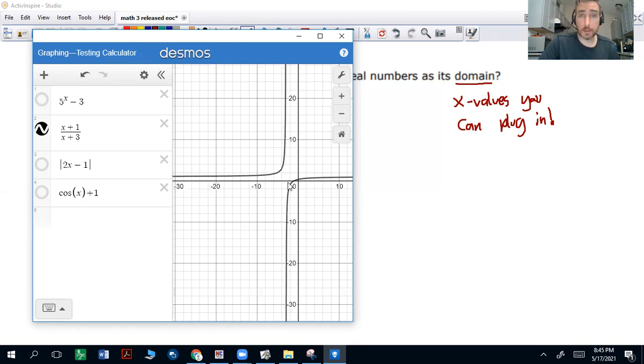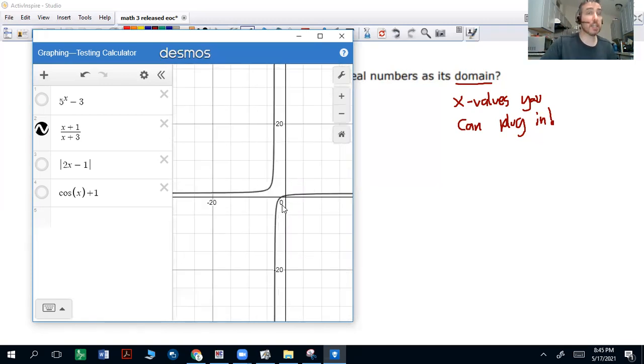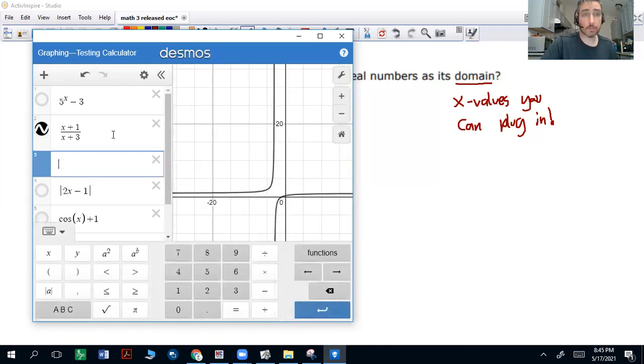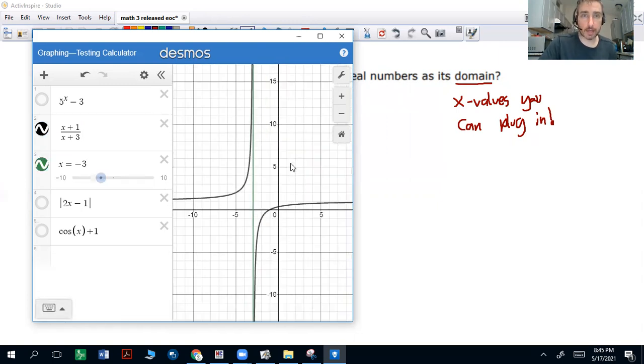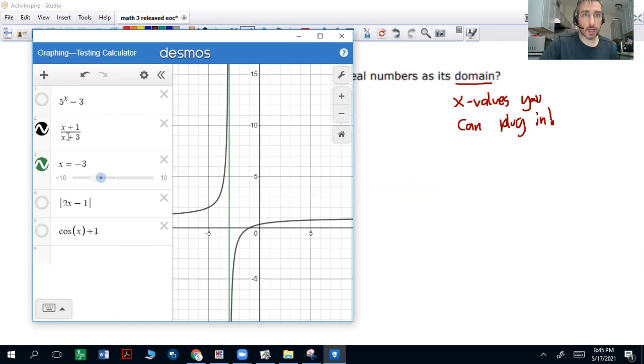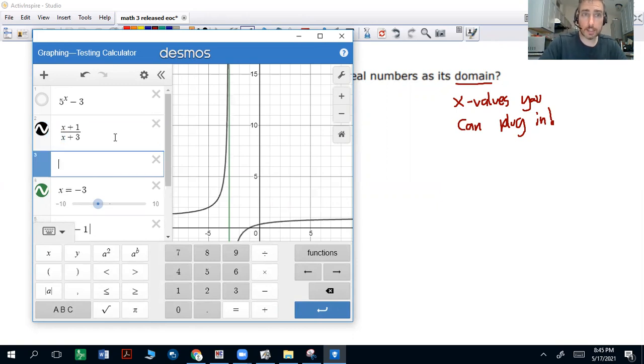Answer choice B is a different story. Notice right here, right at -3, there seems to be a gap. It's not continuous there. In fact, it's got a vertical asymptote of x equals -3. That's because if you plug in -3 into that denominator, you will get 0.